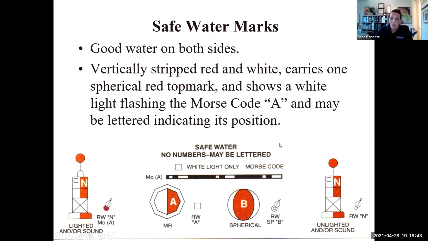Your safe water marks will have a letter on it identifying it. So in our case for Newport, we have the NWP. That's your Newport safe water mark, your NWP buoy. Sometimes it's just one letter, sometimes it's 3 or 4 letters, but the letters help you identify the buoy, besides it being vertically striped, red and white. And then if you have a top mark on it, it's going to be a cylinder, spherical top mark.